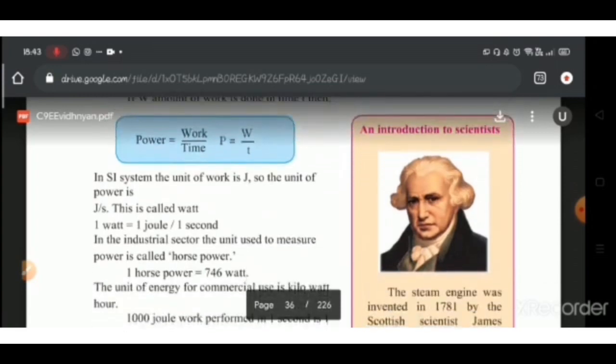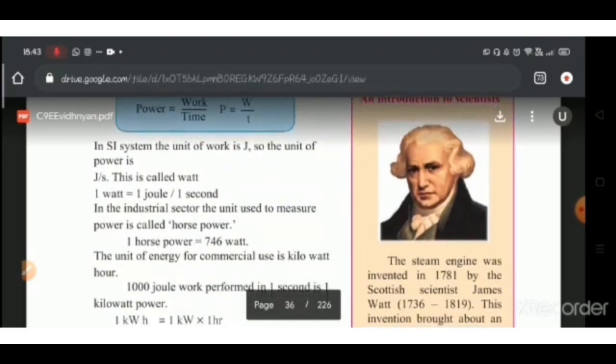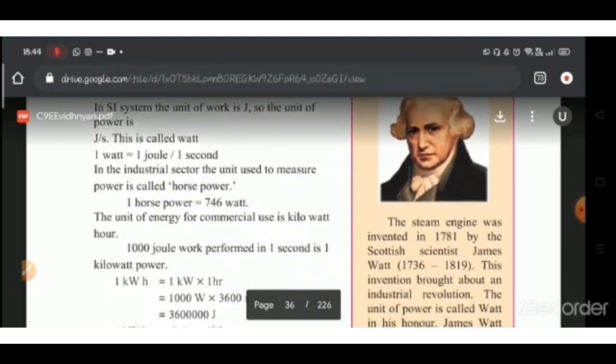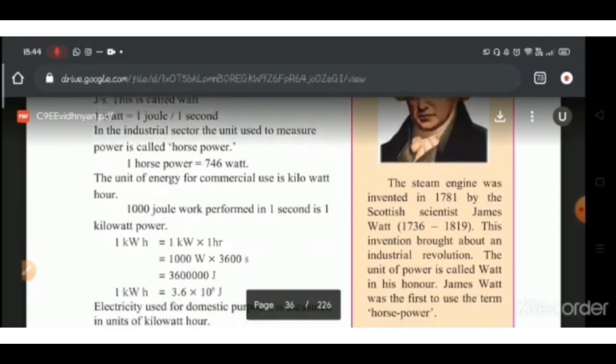In the industrial sector, the unit used to measure power is called horsepower, while the unit used for energy for commercial use is kilowatt hour. The industrial sector is where very big generators and very big machines are used at very high watts, and that is called horsepower. While in commercial use, like in buildings and all, where electricity is used, the power used there is kilowatt power.